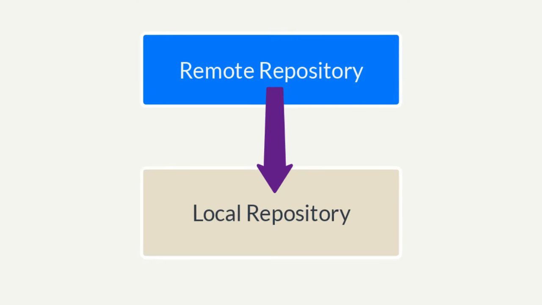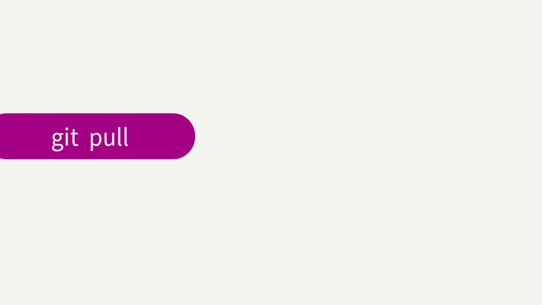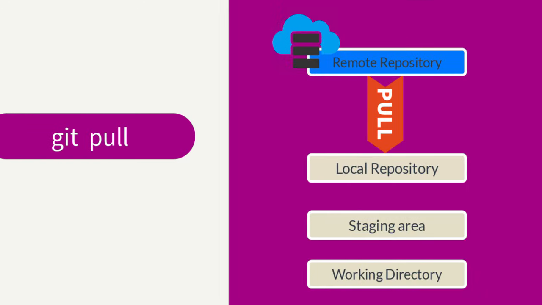Now, how do we download our code from remote repository to local repository? For that, we have a git pull command. Git pull command is basically to download the content from remote repository and update the local repository. To be more precise, it merges remote upstream changes into your local repository.